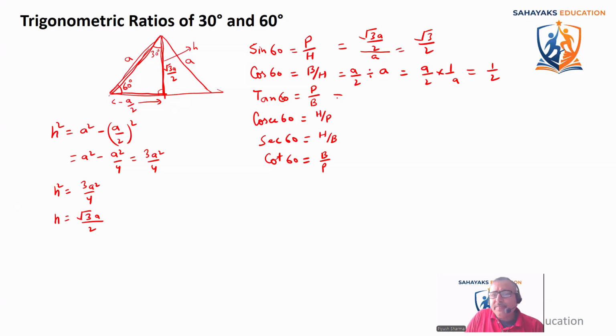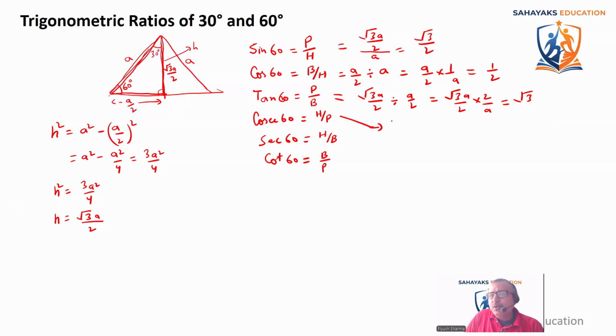Now coming to tan. Tan is perpendicular by base. So I'll say root 3a by 2 divided by a by 2. If you compute it, I can write it as root 3a by 2 multiplied by 2 by a. So the values will cancel out, and it becomes root 3.